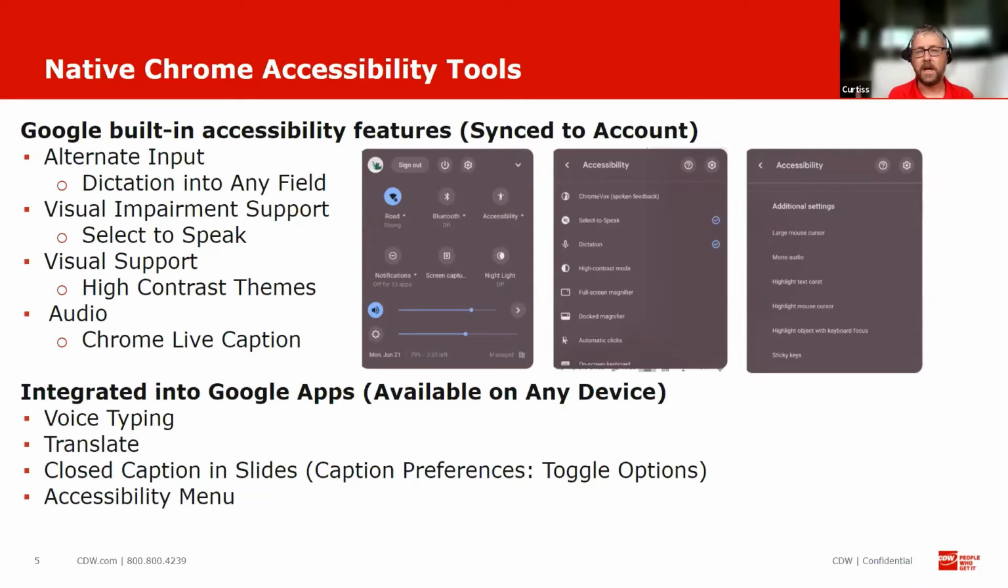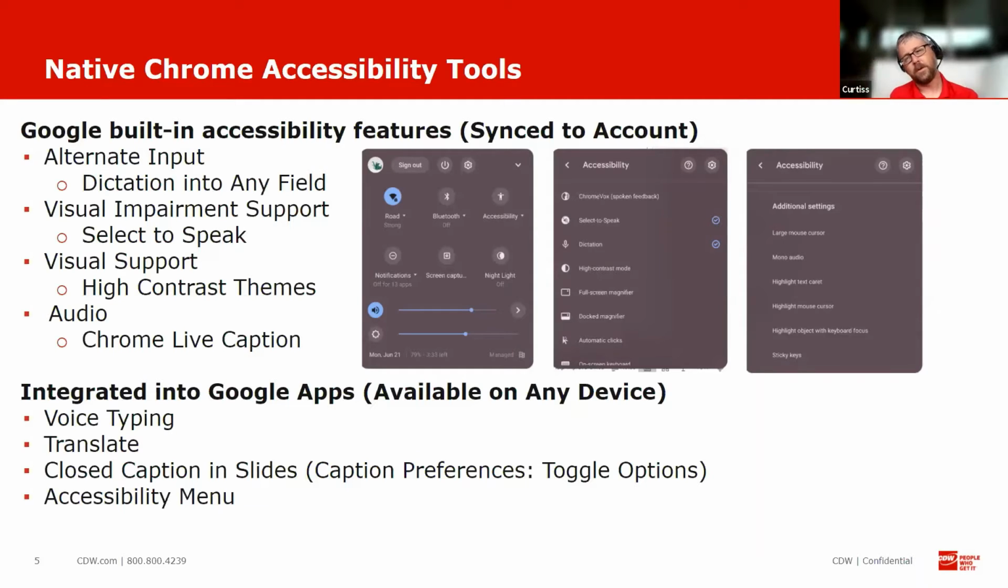Visual supports, like high contrast themes. We're always used to putting black on white, but what if I want to do white on black or a different color on top of a different background to make the text pop out? Definitely something built into Google and very easy to utilize. And finally, the audio. One of the things they've introduced recently is Chrome live caption. So if you're on something that is video based and you need to see it live captioned, it can do that. Those are all things that are built into Google itself.